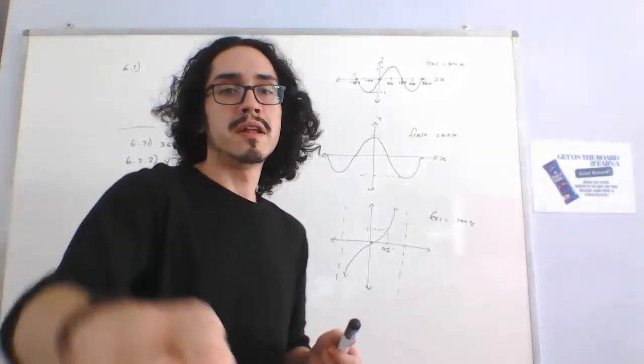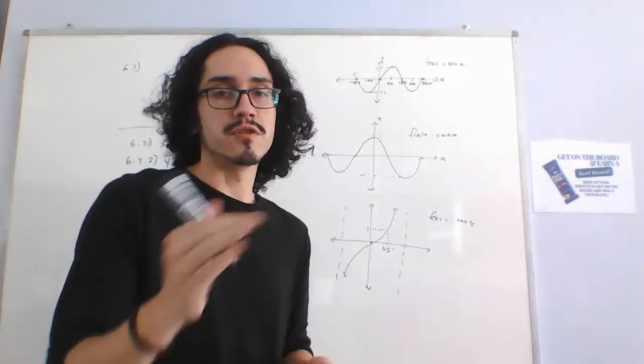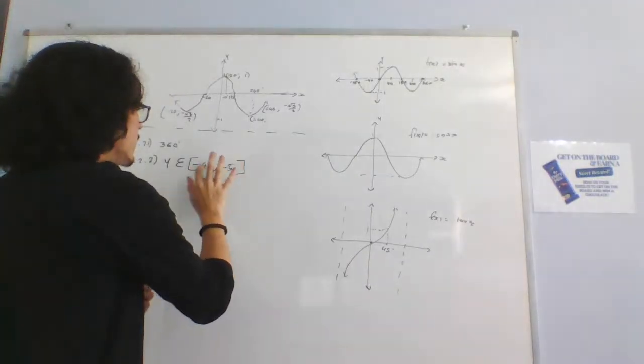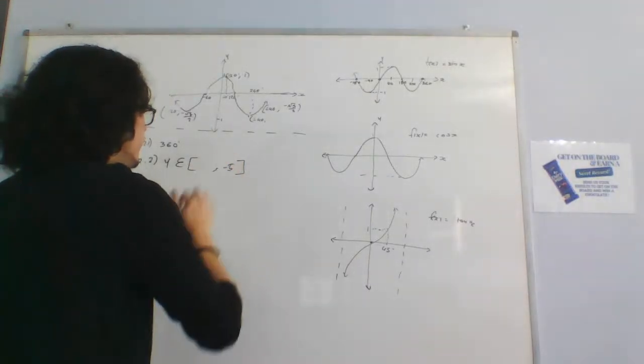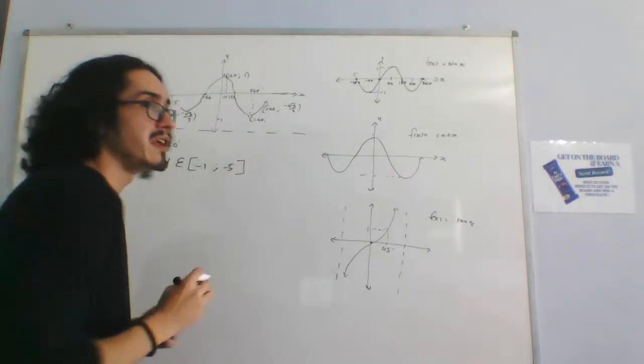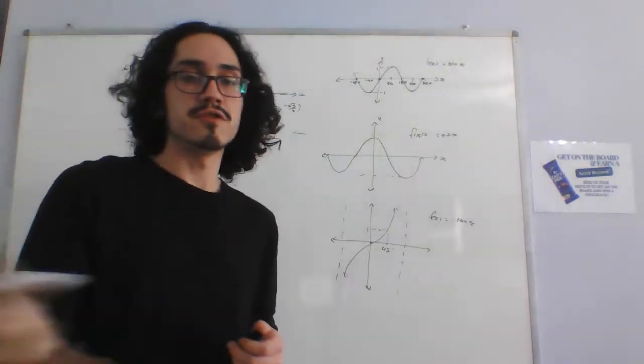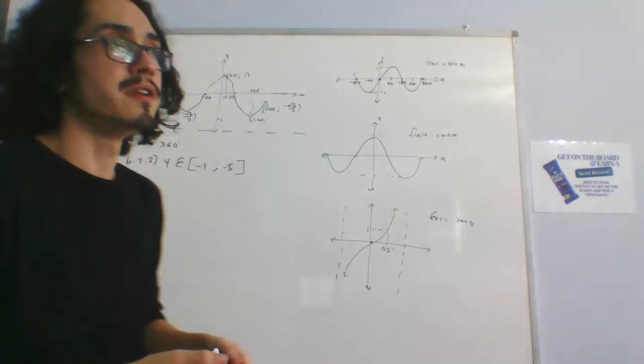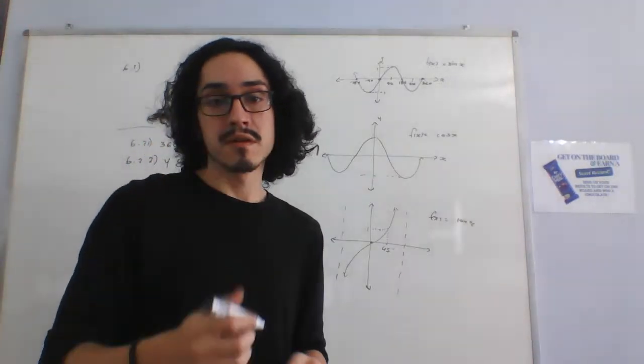The maximum, just so you guys know, the maximum was 2. So we took 2 minus 3. That gave us negative 1, actually. And then negative 2 minus 3 gave us negative 5. So yeah, this is what it is. It's y is an element of negative 5, negative 1.